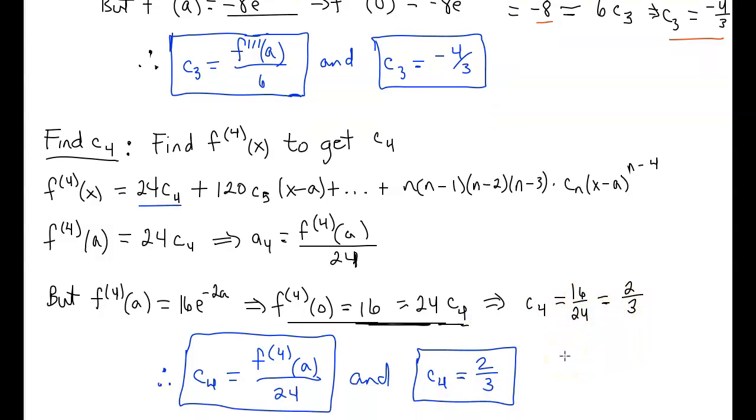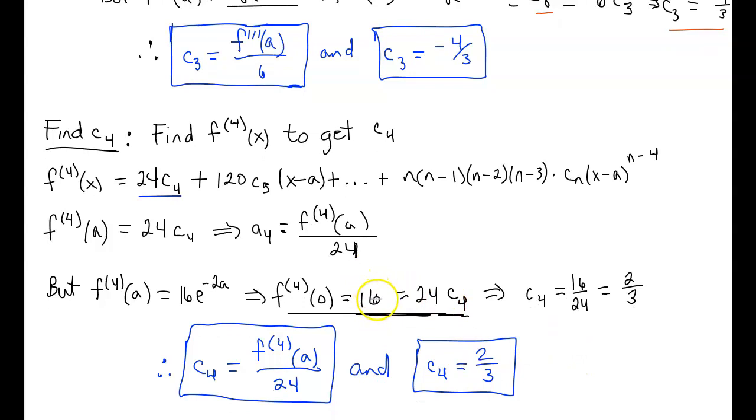And we again know what c sub 4 is in terms of f of a. It's just going to be the fourth derivative of the function evaluated at a divided by 24, and c sub 4 is going to be 2/3. So with this being said, we notice that there's a pattern going on.